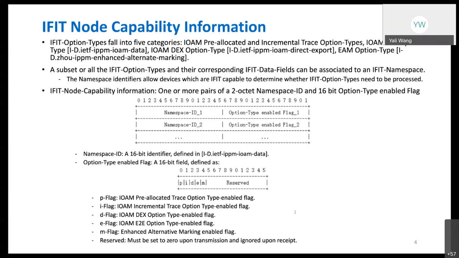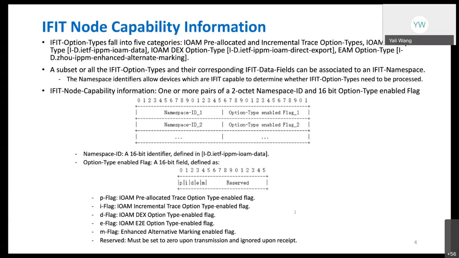Okay, thank you. We can continue discussing this problem. For this page, we give the definition of the IFIT node capability information format. In this draft, we consider five categories of option types, including tracing, direct export and the EAM option type. As we said, the IFIT option types have a relationship with the namespace identifier, because the namespace identifier allows devices to determine whether the IFIT option types should be processed.